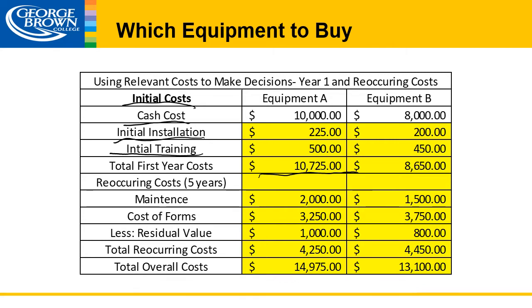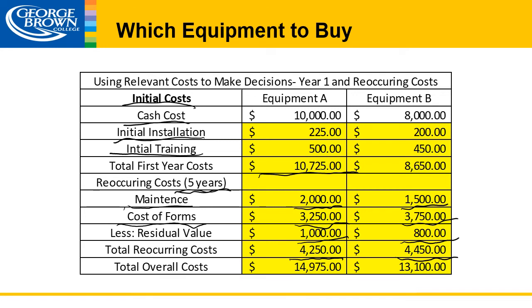Then next we have to calculate the reoccurring costs over the next 5 years. Okay, maintenance, cost of forms, both had a cost per year for each piece of equipment. We take that cost per year, multiply it by the 5 years that we're going to have it, and it will give us the total reoccurring cost for each of those items over the next 5 years. Okay, we would then subtract the residual value because that's a benefit. That's something that we're getting from selling it. So we subtract that here. And then we add it all together to get the total reoccurring costs over the 5 years.